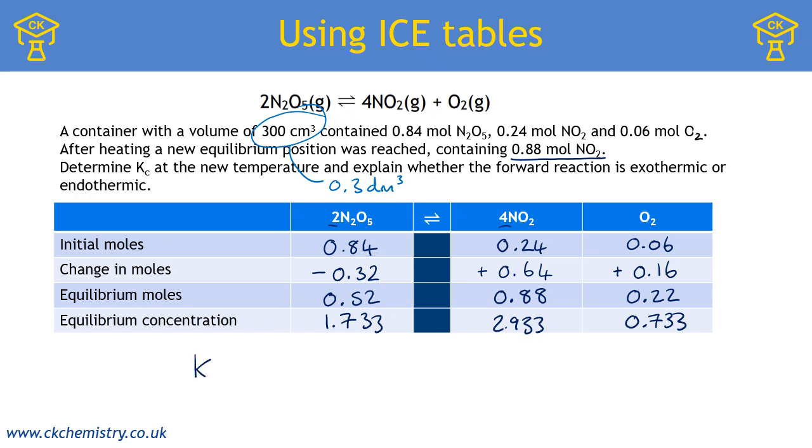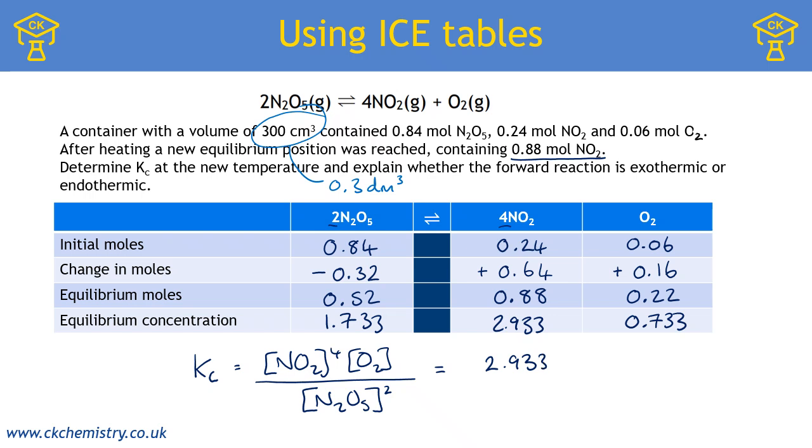And my Kc, let's do the expression, is going to be NO2 to the power 4, O2, and a concentration of N2O5 to the power 2. Putting everything in, 1.73. Nope, see, it's so easy to do. Try again. 2.933. You see what mistake I did there? It's really, really common, is to take something from the wrong side of the table.